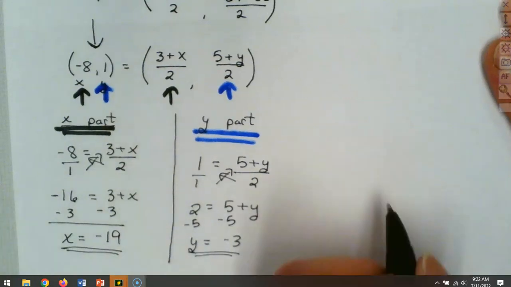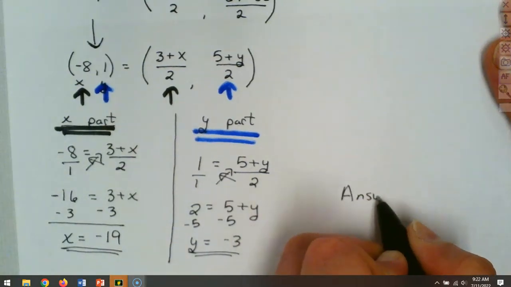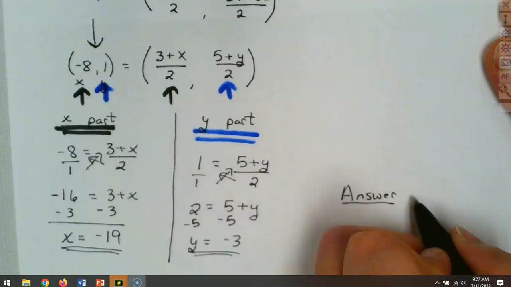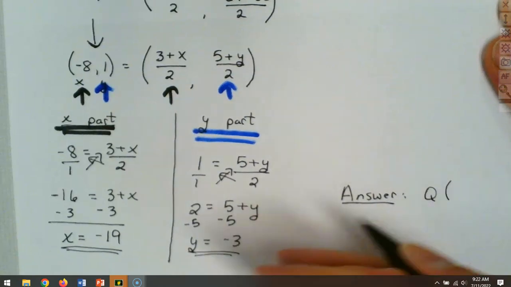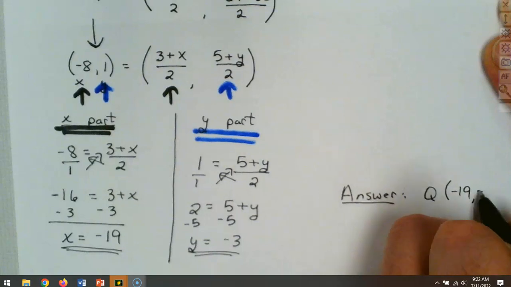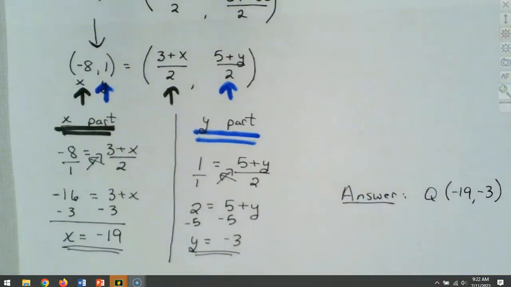And so what's our answer? Well, our answer is going to be that point Q. And Q is minus 19, comma, minus 3.